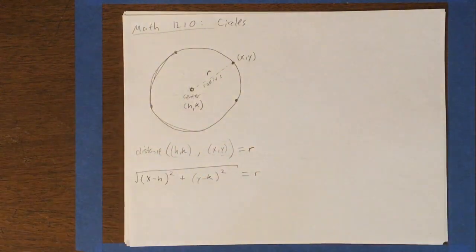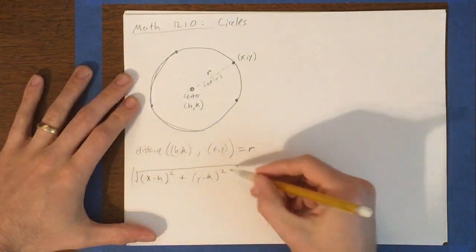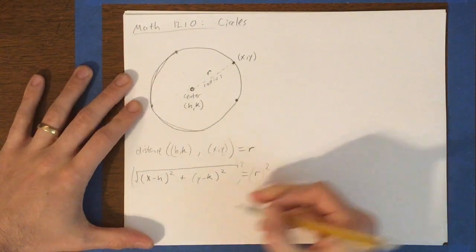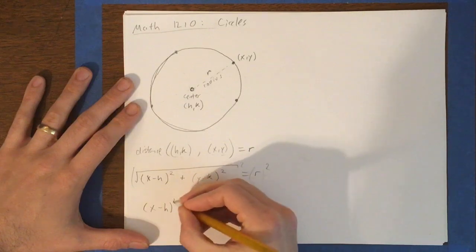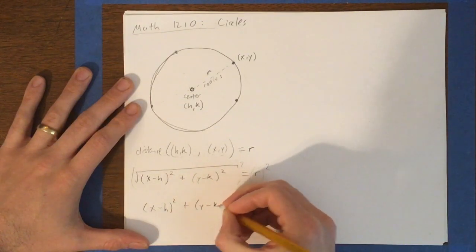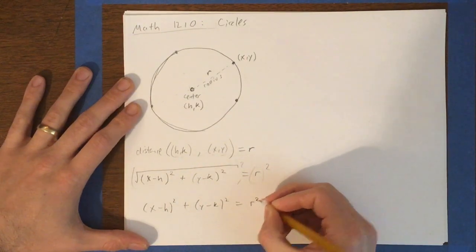And this has to equal r. So there we go. That's an equation for the circle. I'm pretty much done. The only thing I might want to do here is simplify this up a little bit. I can square both sides, pow, pow, and get something a little nicer to look at. x minus h squared plus y minus k squared equals r squared.